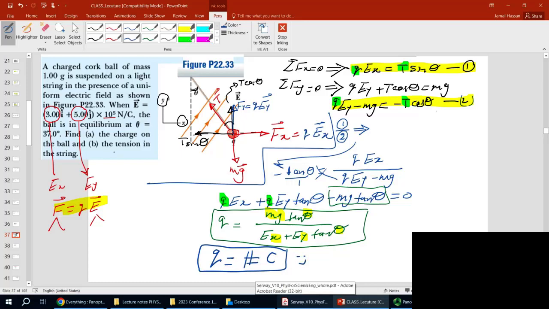This is part A. To find the tension, we simply substitute the value of Q into any of the equations, but the first equation will be easier. After you substitute Q in equation 1, you can get the value of the tension in Newtons. Okay, so this is the solution.